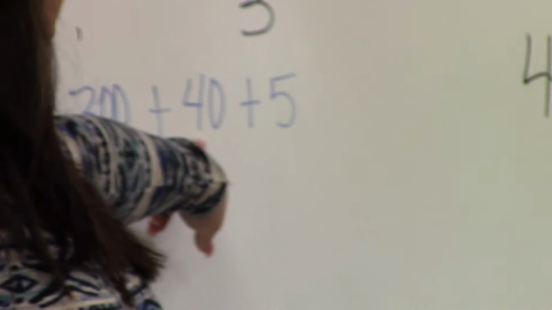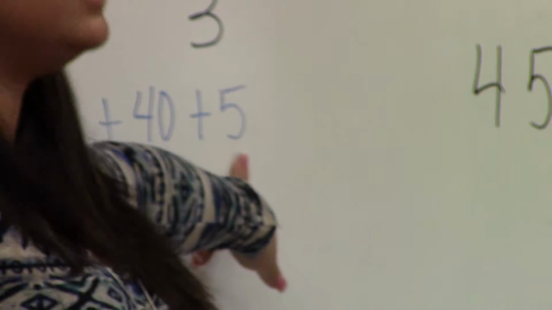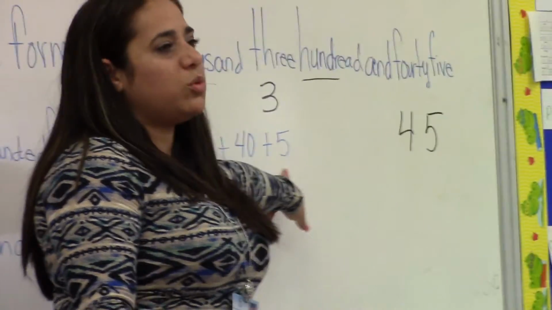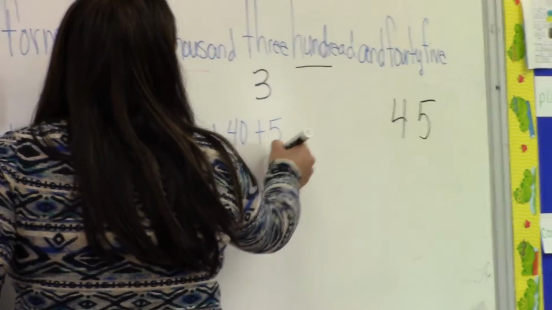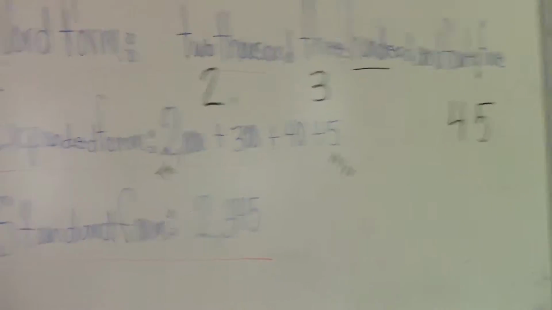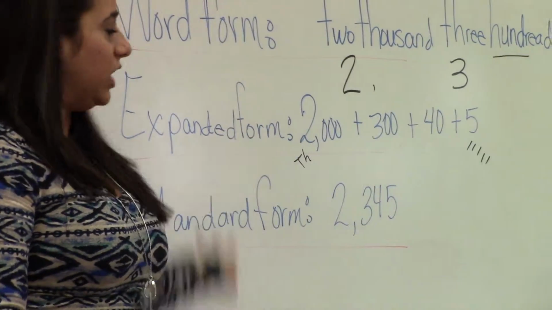And this one says how much? 40, because he's in his what? In his tens. And this one is by himself because he's what? So this one is the same as if I would say 1, 2, 3, 4, 5. Because he's just a 1. Okay? And then this is his standard form, how he usually looks.